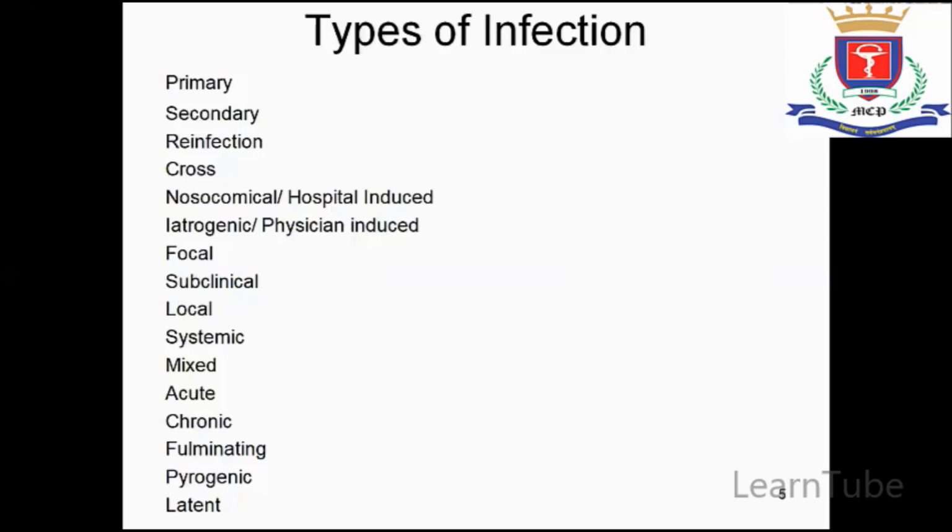So that is reinfection. Cross infection is where a particular patient is already suffering from a disease, and during that period he has been affected with some other disease also. Say for example, a particular patient is infected with HIV, and during that period only he got infected with TB, because your immune system is very low in that case, so you get infected with many kinds of diseases. So that is a cross infection.